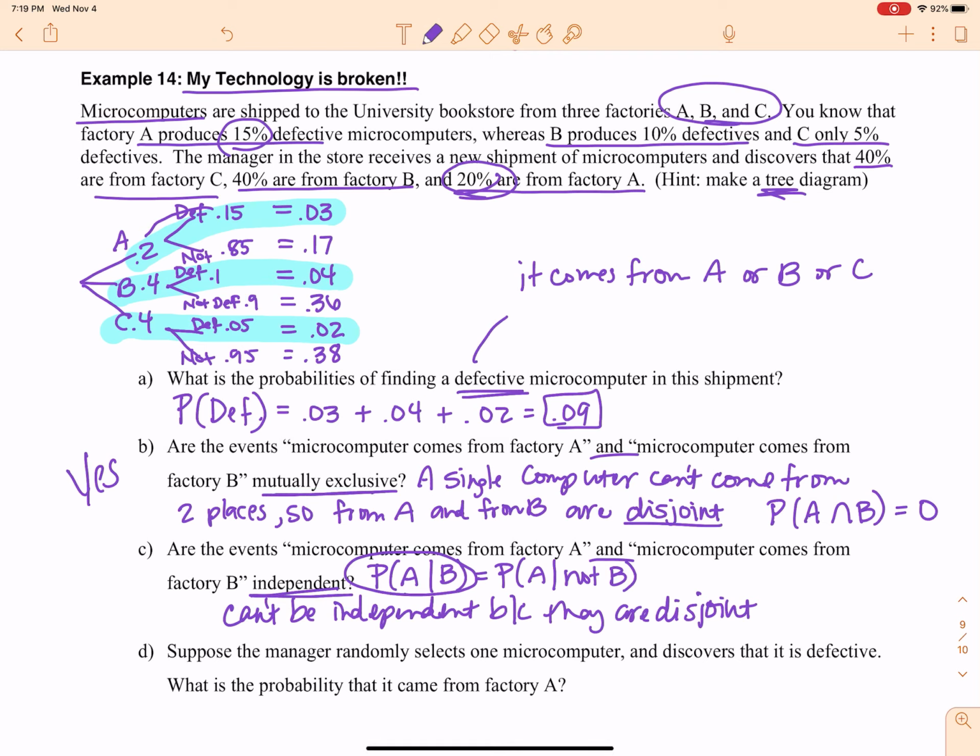All right, so part D. Suppose the manager randomly selects one microcomputer and discovers that it is defective. What is the probability that it came from factory A? Okay, you have to be so careful with this. Suppose the manager randomly selects one microcomputer and discovers that it is defective. So if it is defective, what's the probability it came from factory A?